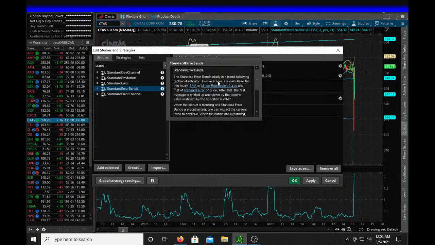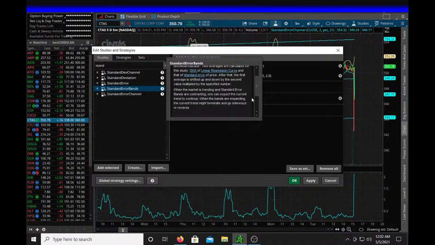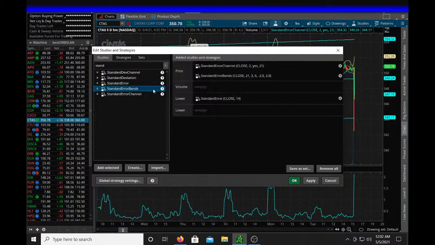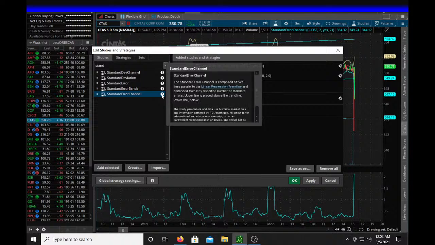Trend following technical indicator. Two averages are calculated, the SMA and the linear regression curve. Okay, very cool. And that of standard error of price. After that, the first average is shifted up and down by the second value multiplied by a specific number. All right, we're not going to get into all that, but very neat. And let's see our channel. Composed of two lines parallel to the linear regression trend line and distanced from it by a specific number of standard errors. Upper line is placed above the trend line, lower line below.